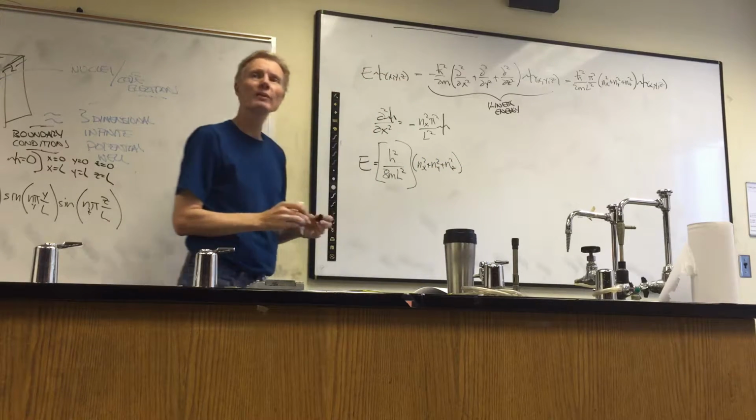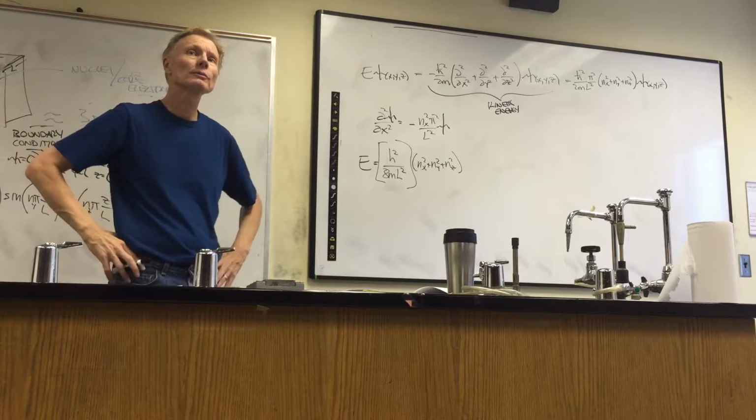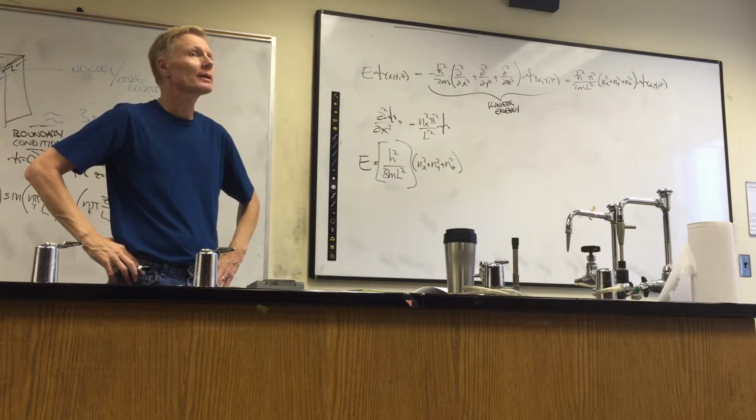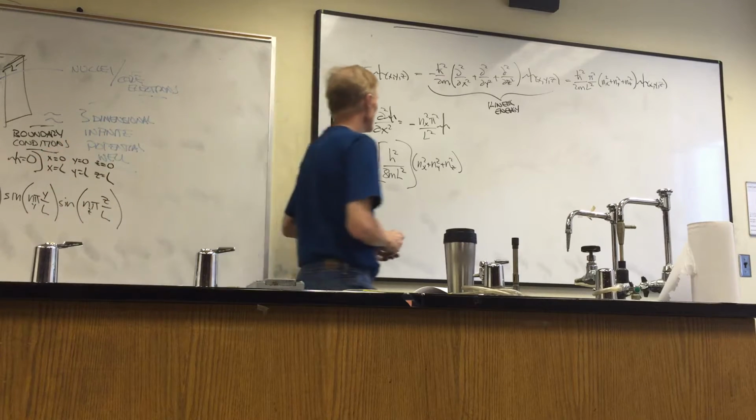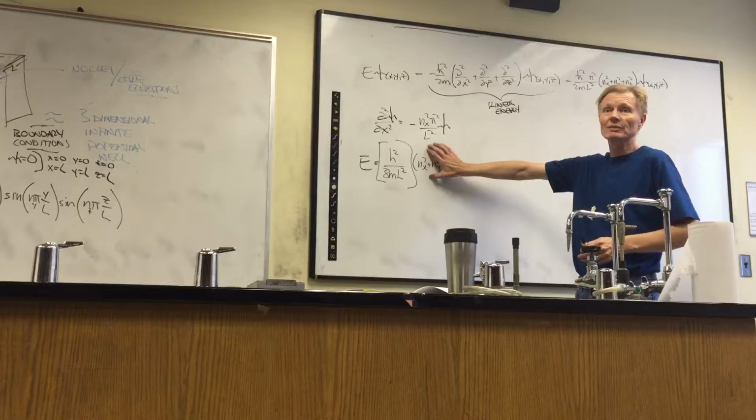How is that different from my one-dimensional example? Back when we did one dimension, what did it look like? Exactly, yeah, exactly the same, except I didn't have those two extra quantum numbers. But everything else is exactly the same as before.